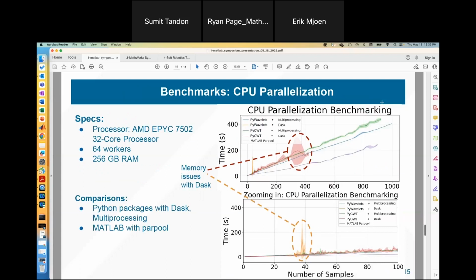I timed the CWT for batches of samples from about 1 to 900 or 1000. And honestly, I think some lines kind of peter out just because I ran out of RAM. But to be consistent, I used the AMD EPYC 7502 32-core processor with 64 workers and 256 gigabytes of RAM total for all of these comparisons. I tried both the Python packages I previously mentioned with Dask, as well as a different multiprocessing package in Python called multiprocessing. And I compared these Python methods to the MATLAB parallel pool of workers, which uses Parallel Computing Toolbox.